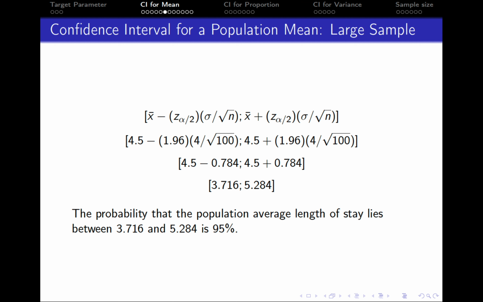And the interpretation of this interval could be the following. The probability that the population average length of stay, or the true population average length of stay, lies between 3.716 and 5.284 is 95%. Or we can be 95% confident that the true population average length of stay lies between these two values.